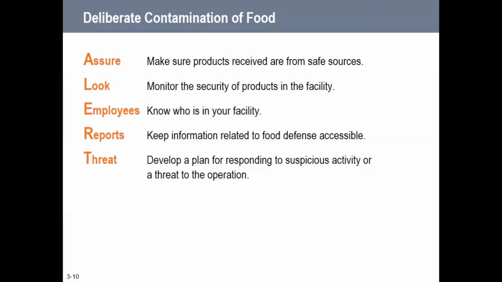Employees know who is in your facility. Again, limiting access to the kitchens, making sure that you're identifying all visitors. Anybody that you don't recognize that is in your kitchen, make sure they're being identified, and you're verifying their credentials. Why are they here? Are they actually a vendor? Maybe somebody you haven't met. Is it actually the health department that's coming in?